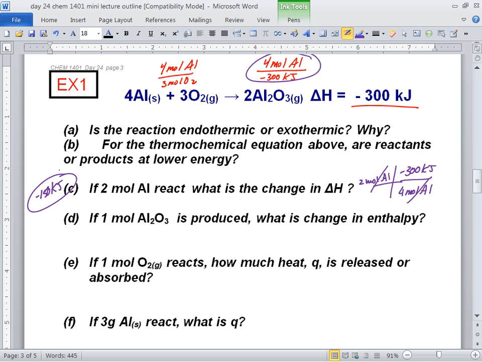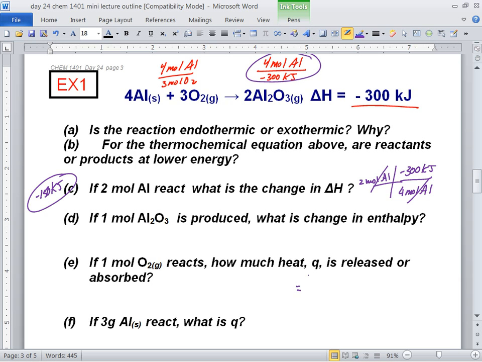And then whether heat is released or absorbed depends on the sign of the answer you get. So is heat going to be absorbed or given off? Negative means exothermic. Go by your answer; it all depends on the sign. So it's given off. Okay, did you get an answer for E? What did you get as an answer for E?